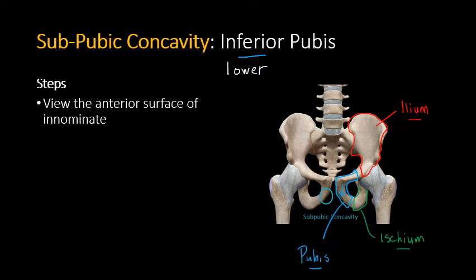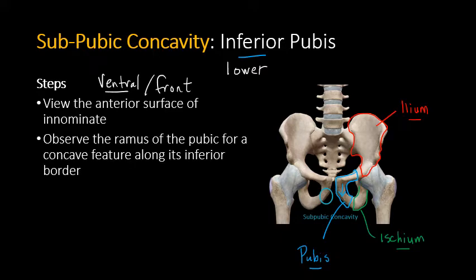All right, so the steps, what we're interested in looking at. So we're interested in looking at the anterior surface of the innominate. Okay, I'm going to ask you to remember, I'm doing this on purpose, the ventral surface of the innominate, so the front of it. You can write that in there as well, just as a reminder. And what we want to do is observe the ramus of the pubic for a concave feature along its inferior border.